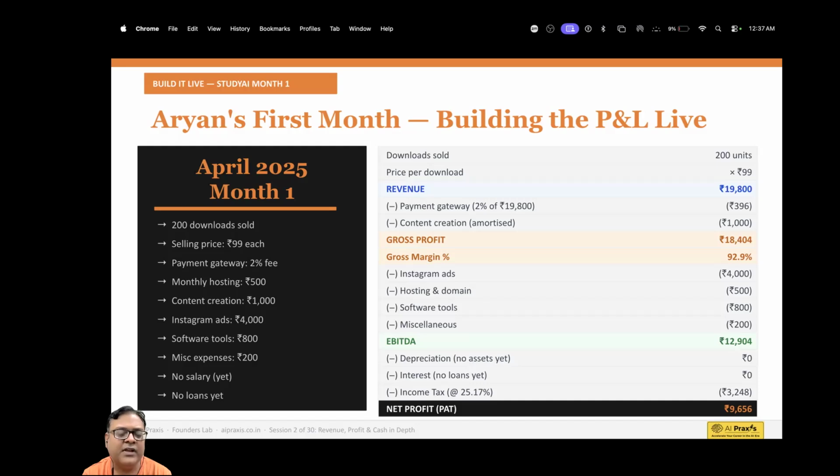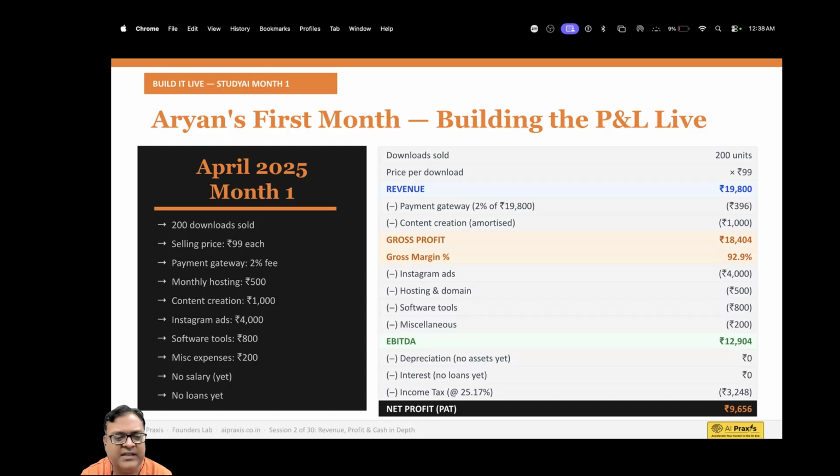Let's assume there's content creation he might have done himself or with some AI tool or anything, or maybe some intern or somebody else might have helped. And let's say the cost that got incurred in creating that is 1,000 rupees. Then Instagram ads, of course, because how will you get 200 downloads? The customer should know. So he has created Instagram ads and did some marketing through that, 4,000 rupees got spent in making those Instagram ads or running them. Then there are some software tools, 800 rupees.